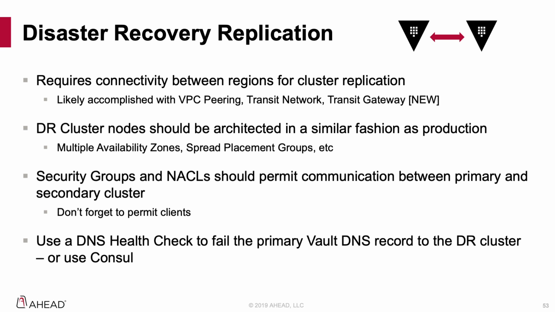And then you can use things like a DNS health check to fail the primary Vault DNS record over to the DR cluster. If you have a load balancer internally, or you're using a public cloud service like Route 53, you can have health checks to say, if this is completely down, then we're going to manually fail over, and now we just change this DNS record to point to the DR cluster instead. That way we don't have to re-architect our applications or anything like that. They can all point to the same DNS record. Or you can use Consul from a service discovery standpoint.